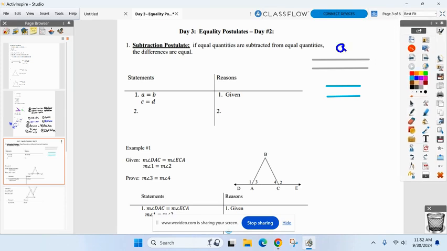This is segment A and B, and I tell you that they are congruent to each other. You guys don't have to copy this down. I just wanted to give you guys a visual before I ask you a question. And then I have C and D, and they are also congruent.